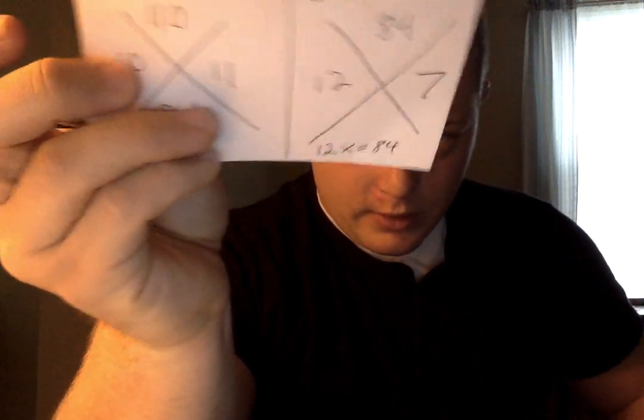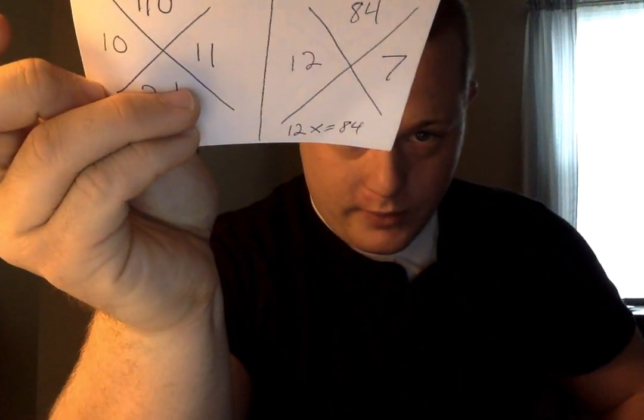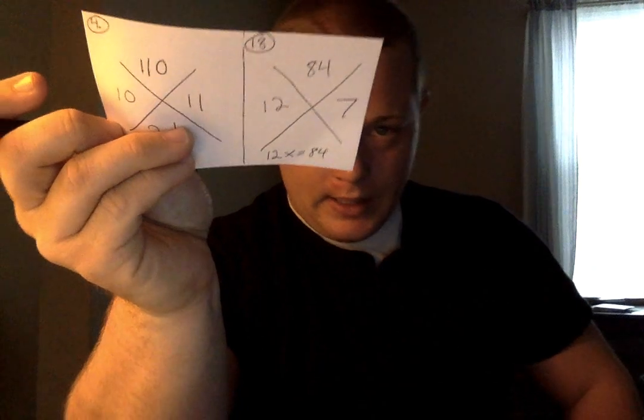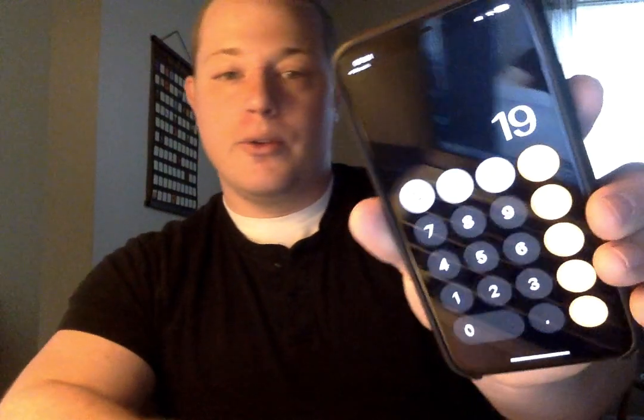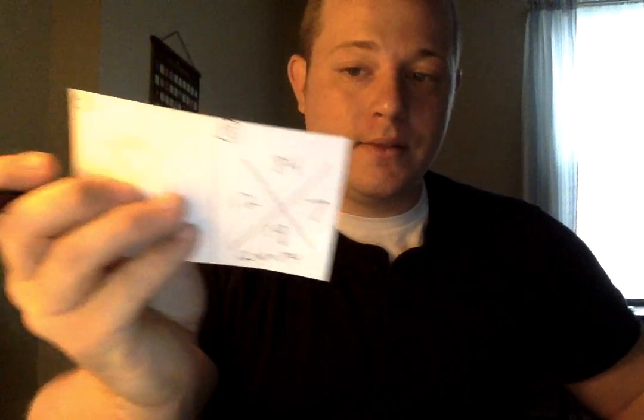So we've already got our number. We got 12 on the left, 7 on the right, 84 on top. To get the bottom number, we do 12 plus 7 equals 19. So that's number 18.